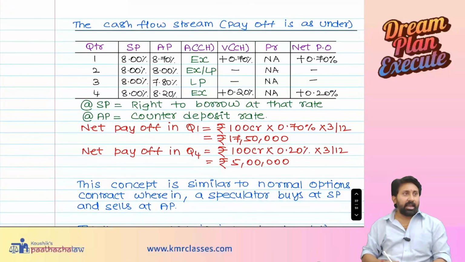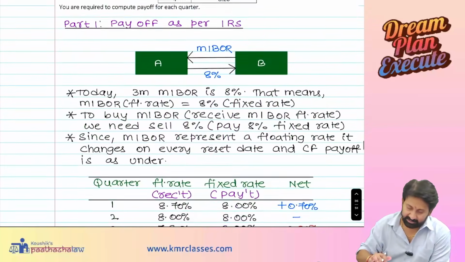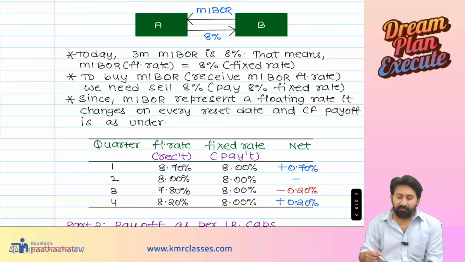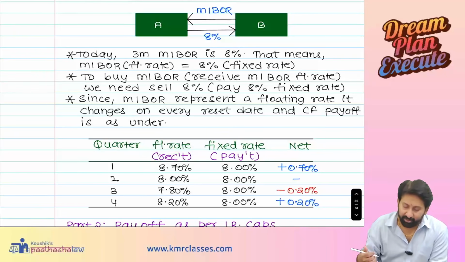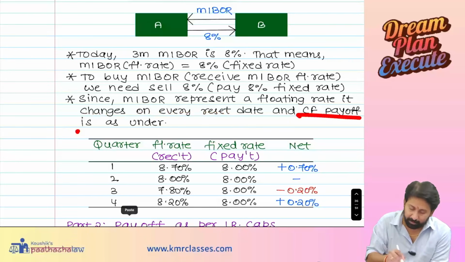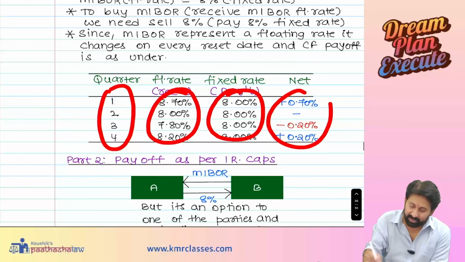See there. Cash flow stream for caps. Sorry, first let us see this. Today, 3-month MIBOR is 8. That means MIBOR floating rate equals 8% fixed. To buy MIBOR and to receive the floating rate, we need to sell 8%, means we need to pay 8% fixed rate. Since MIBOR represents a floating rate, it changes on every reset date and the cash flow payoff is as under. Quarter 1, 2, 3, 4, floating rate, fixed rate, net.